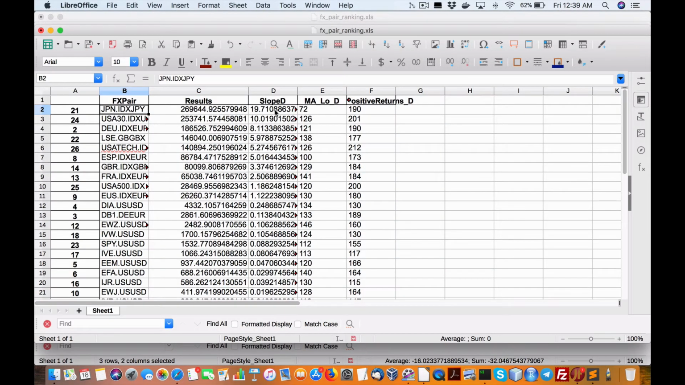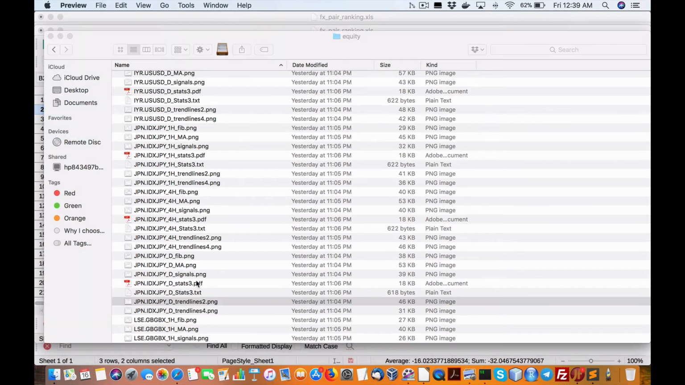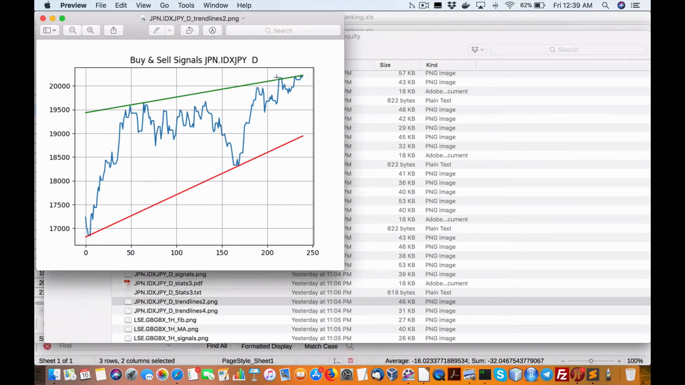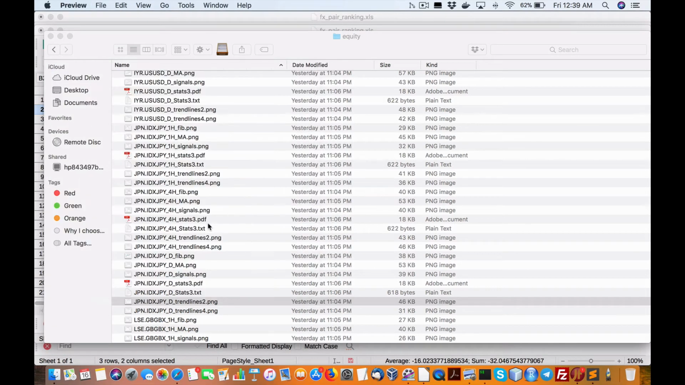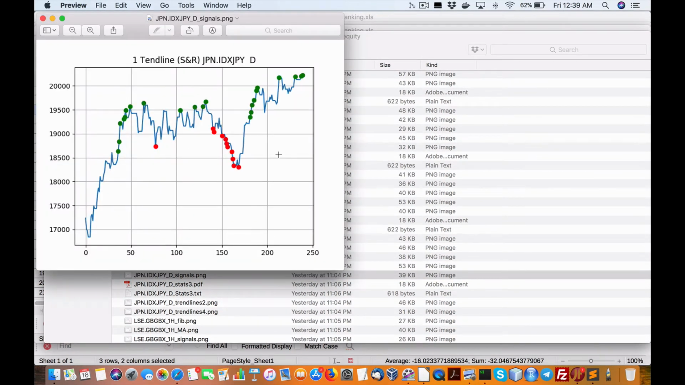Yes, you can see this was number 1. So this is what we're going to look at right now. Japanese trend line. Strong, staying strong. The momentum's still there. Buying still going on.